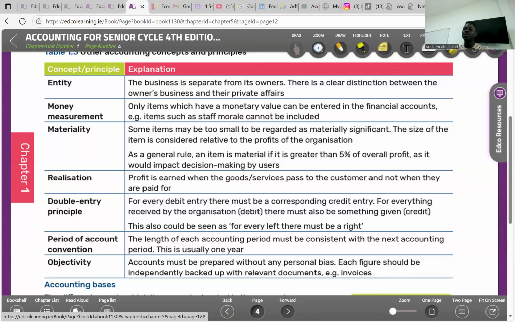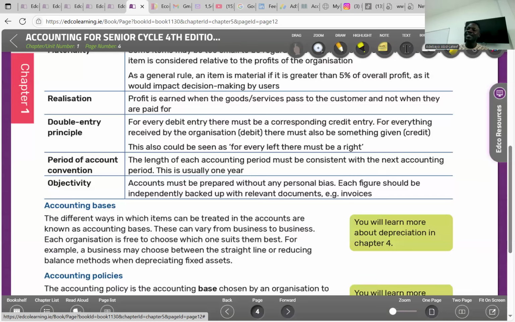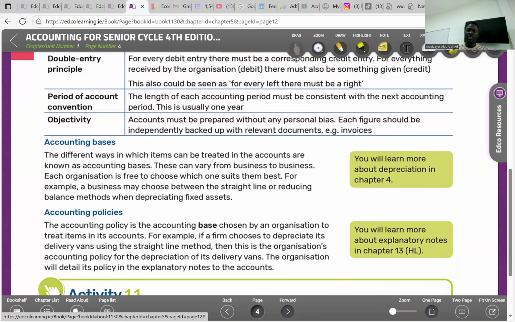Double entry. For every debit entry, there must be a corresponding credit entry. And for every credit entry, there must be a corresponding debit entry. So this could also be seen as: for every left, there must be a right. So that is another principle, the double entry principle. Period of account convention. The length of each accounting period must be consistent with the next accounting period. This is usually one year, which means accounting transactions must be within a year.